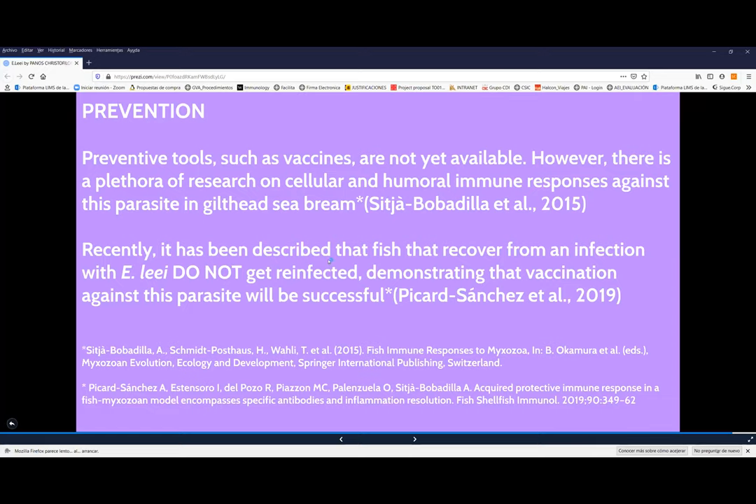So with this fact, we know that developing a vaccine against Enteromyxum will be good. So we will be working in aquaculture. So we are actually trying to develop this vaccine to be used and to manage better this disease.